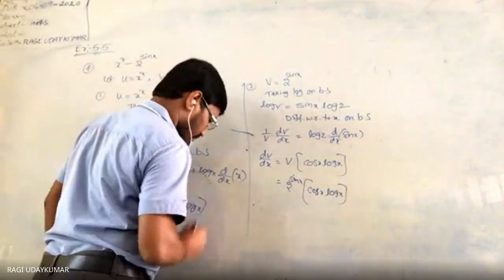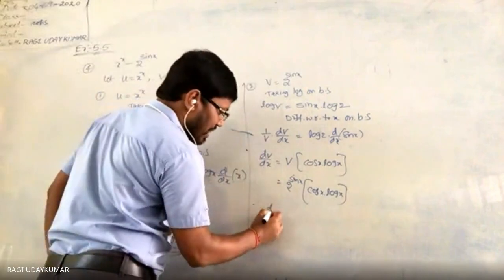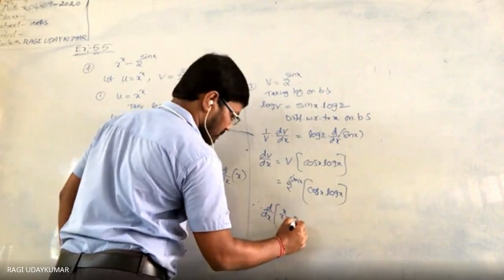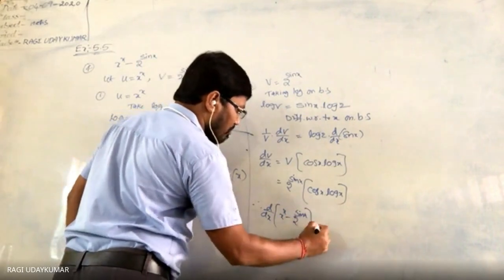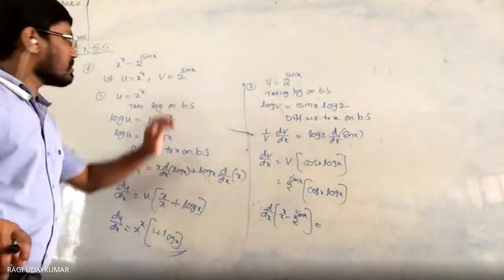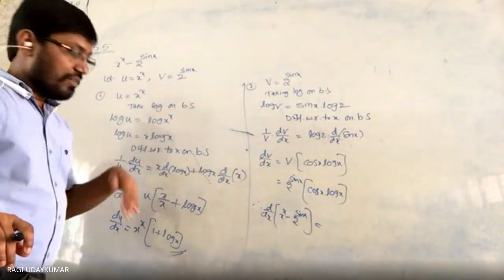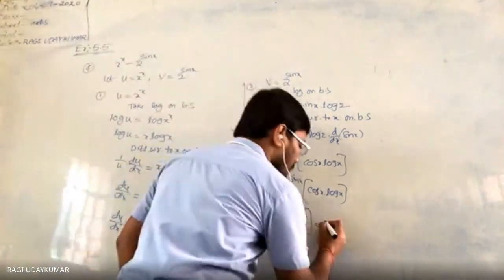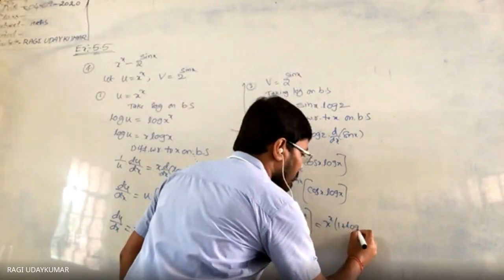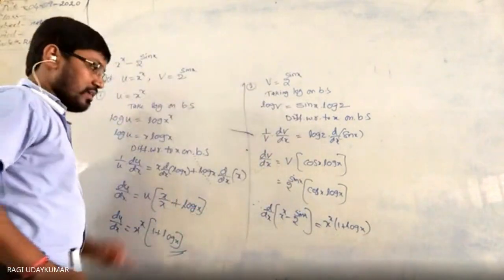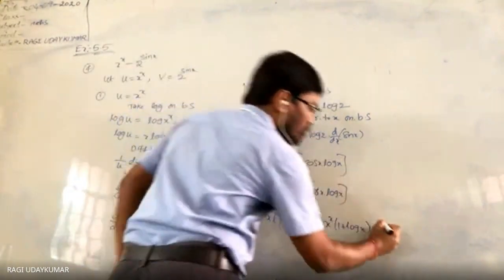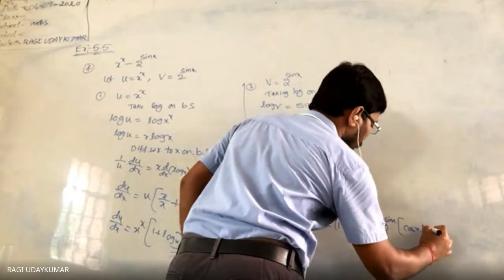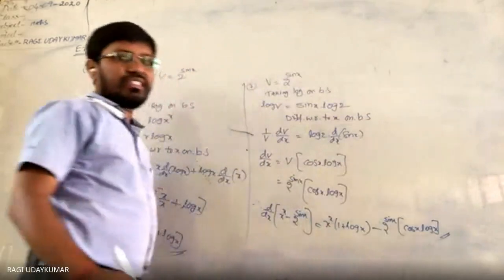Therefore, at last you have to write from 1 and 2, d by dx of the required question. Most of the students I found in answer sheets in previous papers complete this and this and then stop. No, the question is asking you to find this one, so the differentiation of that you have to do. So the differentiation of the first part is x power x into 1 plus log x, minus 2 power sin x into cos x into log 2. This is the final answer.